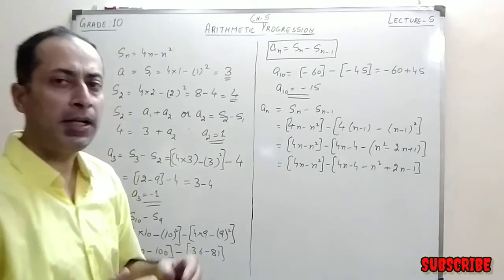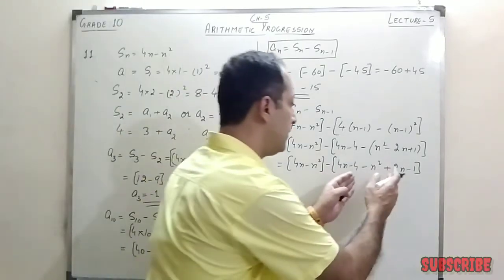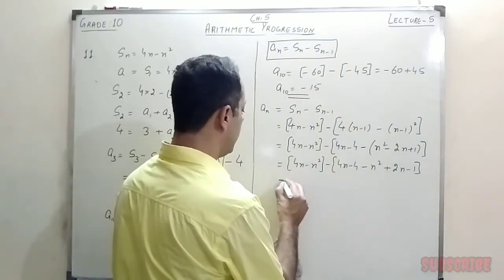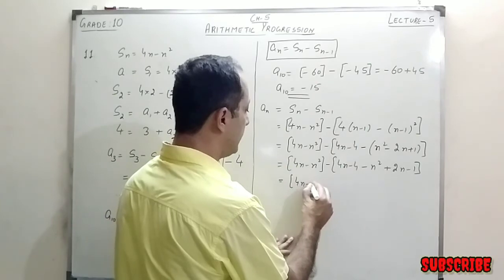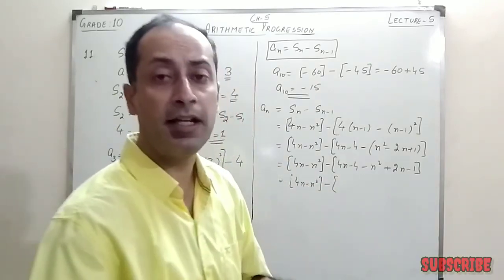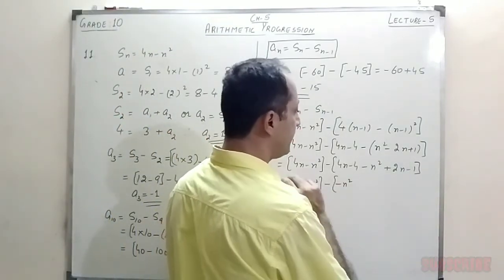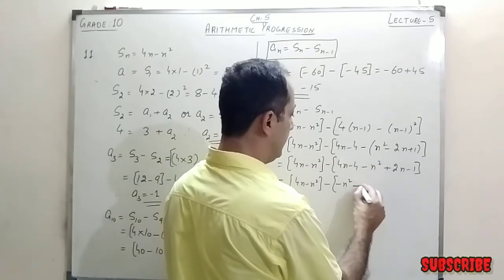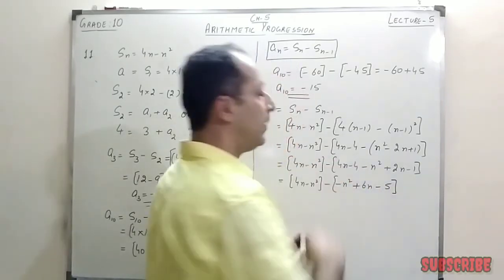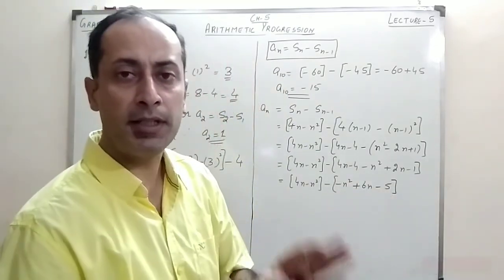See, it is a little bit getting complex. That is why I am saying do it very carefully. Now we simplify the inside of the bracket first. Then we will open this bracket. So this is 4n minus n square. When I simplify this thing, I write it in the decreasing powers of n. So I get minus n square, then 4n plus 2n is 6n, and minus 4 minus 1 becomes minus 5. Now there is nothing to simplify. Now I can open the big brackets.